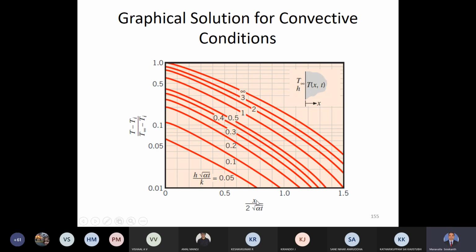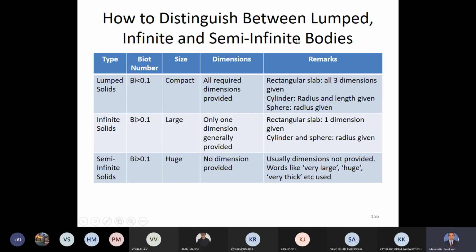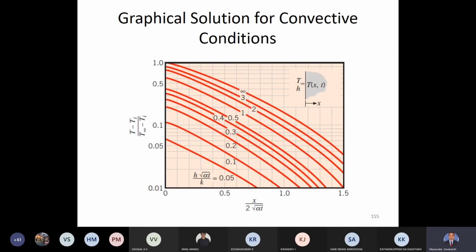So here there is time coming up, here there is time coming up, and using this you can find the temperature at any particular location. This is for the convective conditions. So we have these graphs for the convective conditions. Also, when the temperature is known, we can find the time.